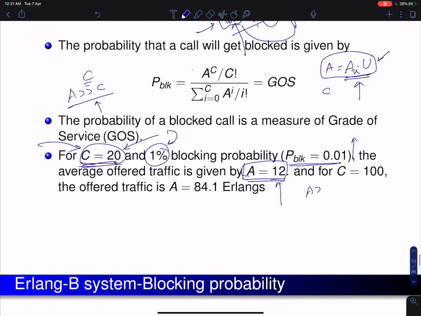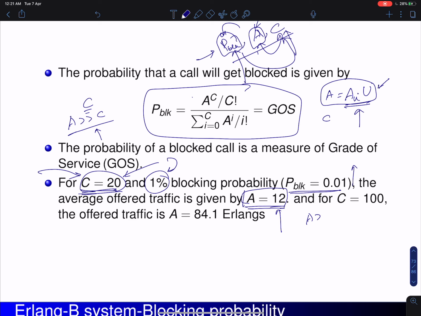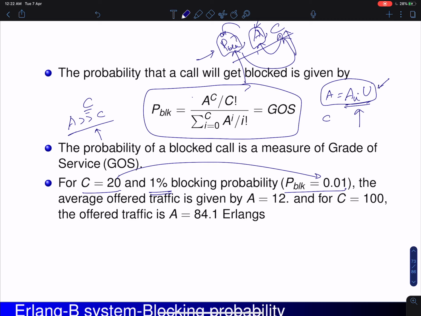And since it is a complicated expression, there are standard charts available called Erlang-B charts. In case I'm asking a question, I'll normally provide the Erlang-B chart to you. I'll probably upload it. You can take that chart to an exam. For example, in this problem, C equals 20 and 1% probability of blocking is nothing but 0.01. I just took this number from your textbook. So this is a value of A equal to 12. I can substitute in this equation, but this is a very complicated equation to solve. Instead, you just refer to an Erlang-B chart.